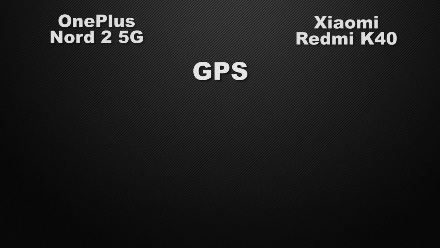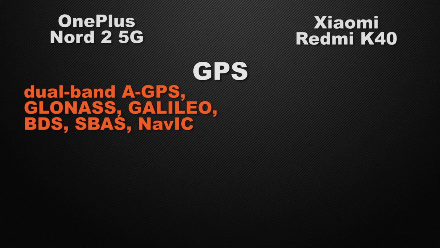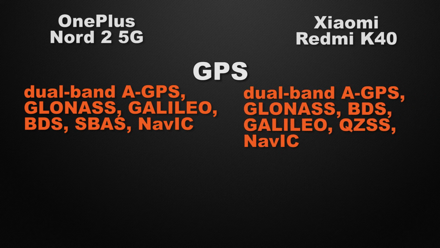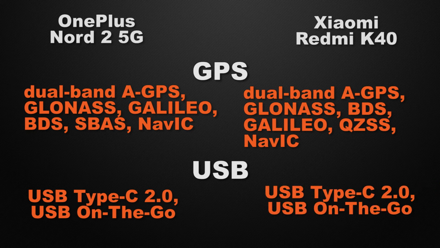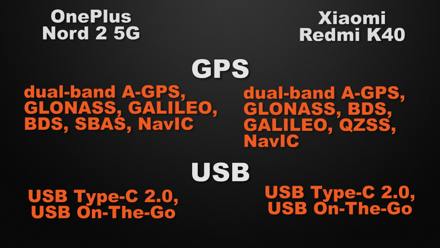Let's talk about the positioning chips in the devices. Nord 2 has dual band 8 GPS, GLONASS, Galileo, BDS and other chips, whereas K40 has dual band 8 GPS, Galileo, BDS and other chips. So it's a tie because both of the devices have many chips. And about the USB connectivity of the devices, Nord 2 comes with a 2nd gen Type-C connector with OTG support, whereas K40 has a 2nd gen Type-C connector with OTG support. So it's a tie here.